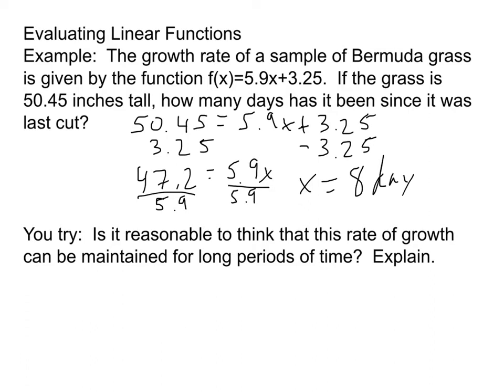We would just use the function f of 1. We'd put a 1 in place of that x. So we'd put a 1 in place of the x in the equation. So 5.9 times 1 is 5.9. And then it's plus 3.25. Okay, 5.9 and 3.25 make 9.15. And it must be in inches. Okay, so that's where you would go. Most of the time that's where you start. So we actually started with a harder problem.